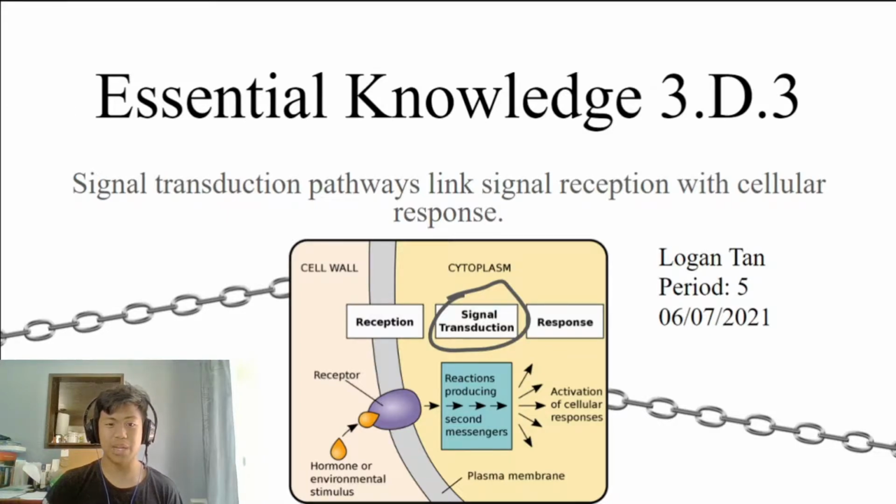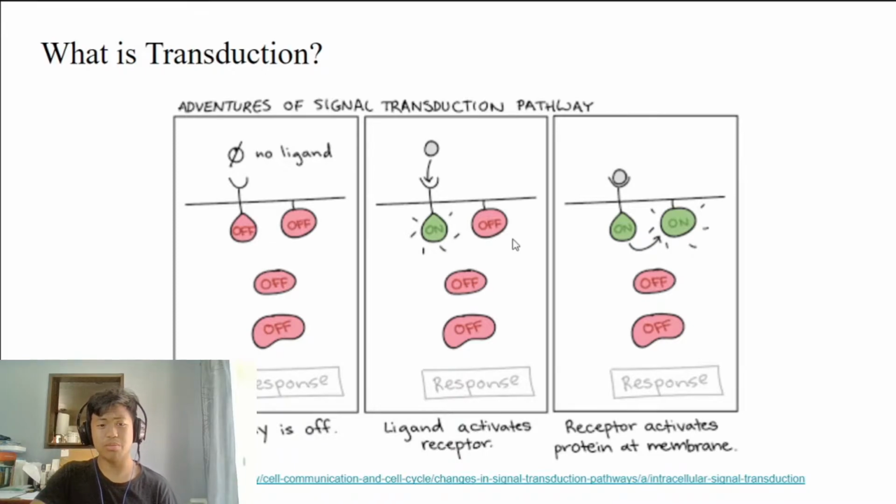Signal transduction pathways link signal reception with cellular response. To start off, the signal pathway begins with a chemical messenger, also known as a ligand, which binds to a receptor protein on the outside of a cell. Different receptors are able to recognize different chemical messengers, which can include peptides, small chemicals, or proteins. Some protein receptors include G-protein linked receptors or receptor tyrosine kinases.